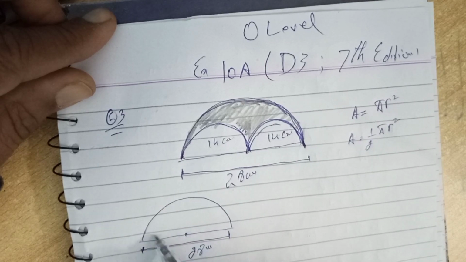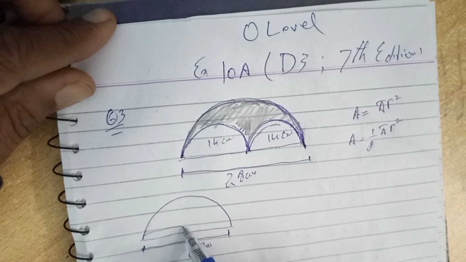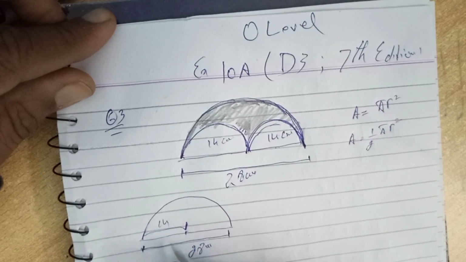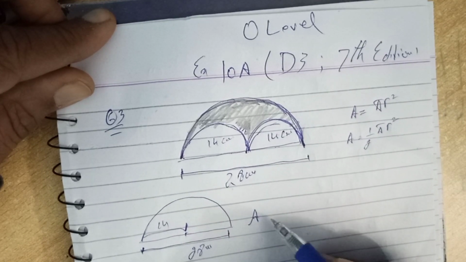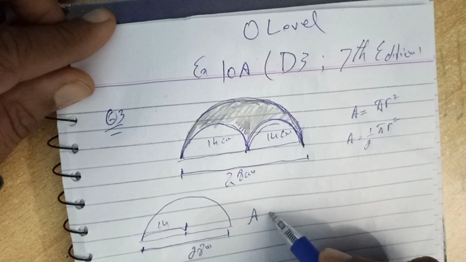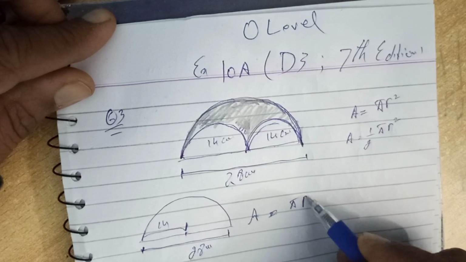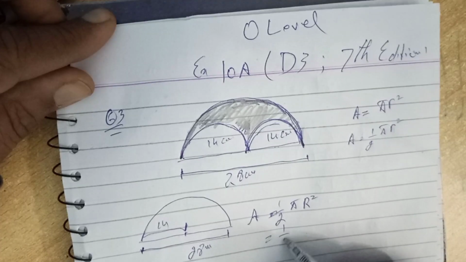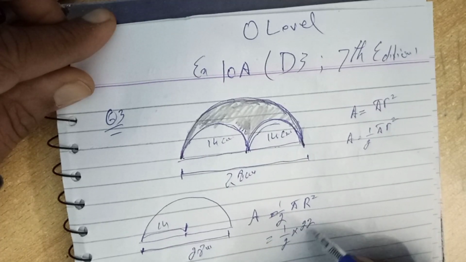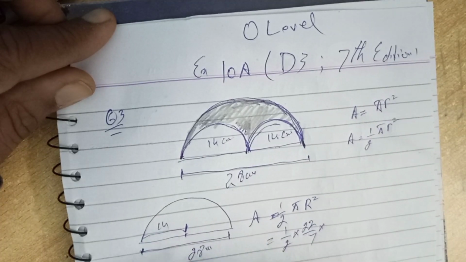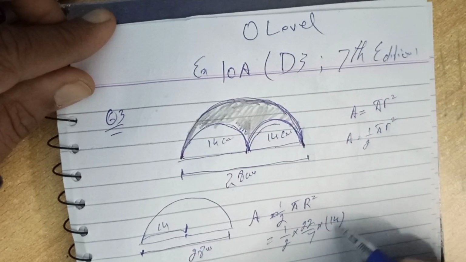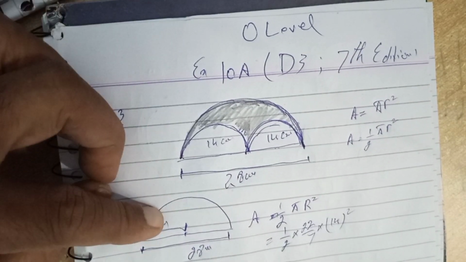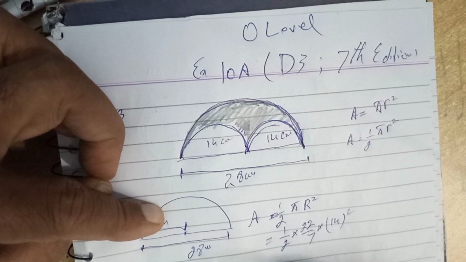Now what is its radius? Its radius would be 14 centimeter. The area of the big semicircle is what? Pi r square, but half because it is a semicircle. 1 over 2, I will take the value of pi as 22 over 7 because the radius is a multiple of 7. Here radius is 14.